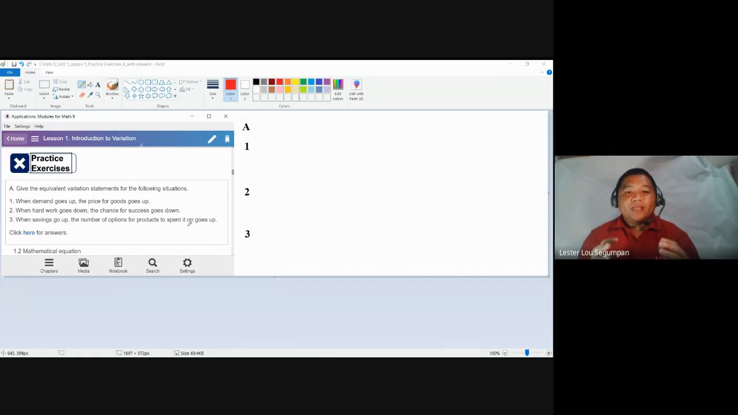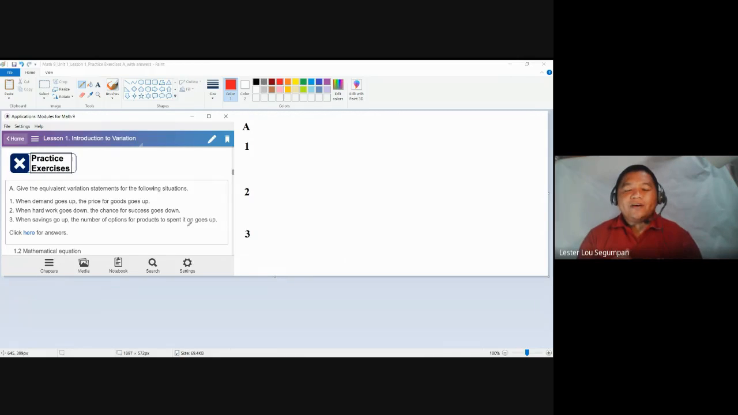Right? So here we are talking about same movement of variables. So these statements here are examples of direct variation. In direct variation, we are going to use the phrase directly proportional or varies directly. Now, the first thing we need to identify is which of the factors here is considered the dependent and the independent variable.